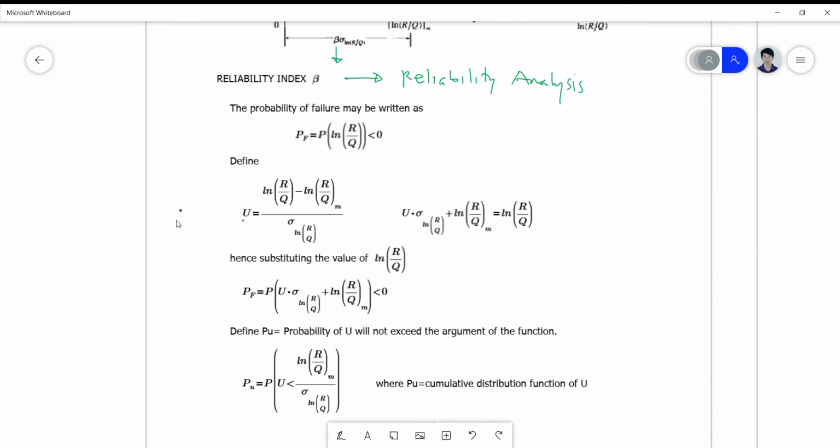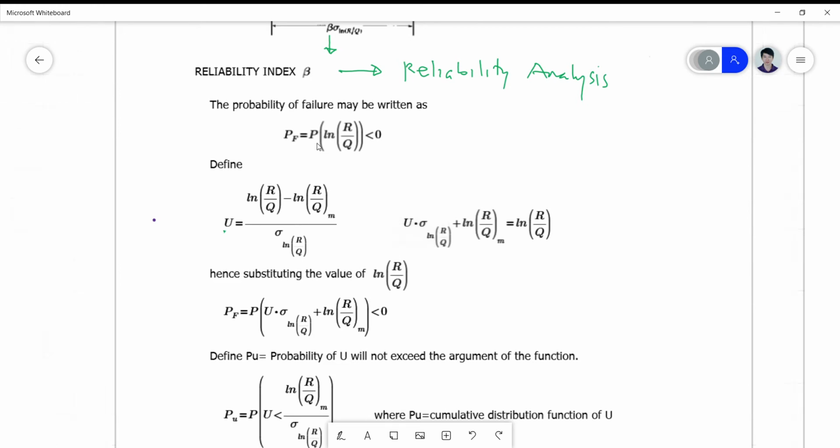So the probability of failure may be written now as Pf is equal to P of the argument in terms of the logarithmic scale of the ratio R over Q less than 0. Okay, so let us now define another variable or another argument that will be the basis for our reliability index beta.